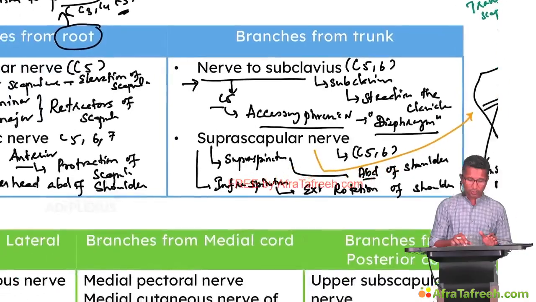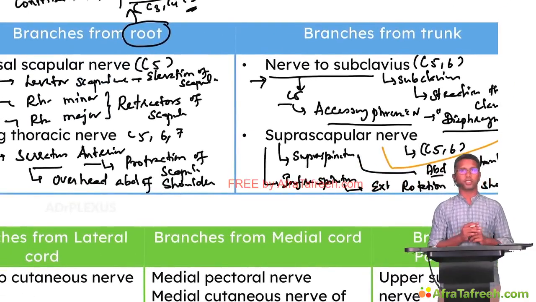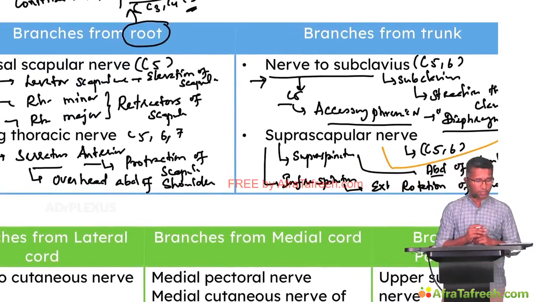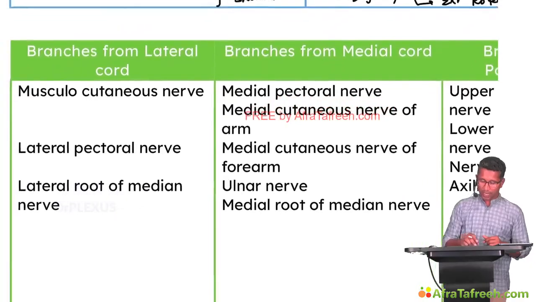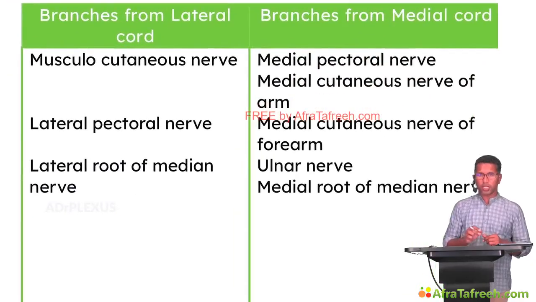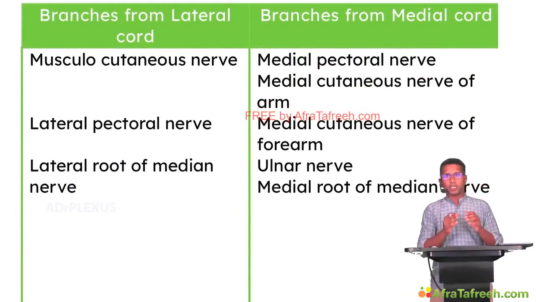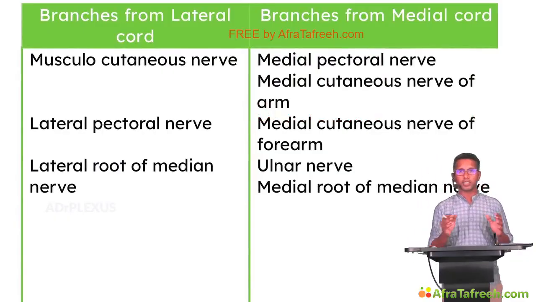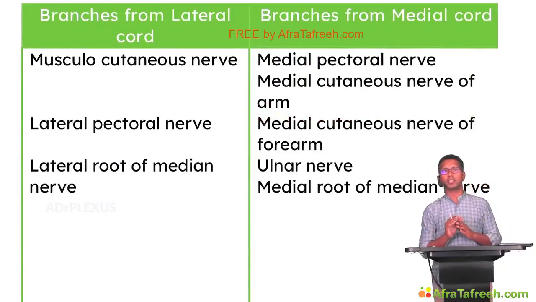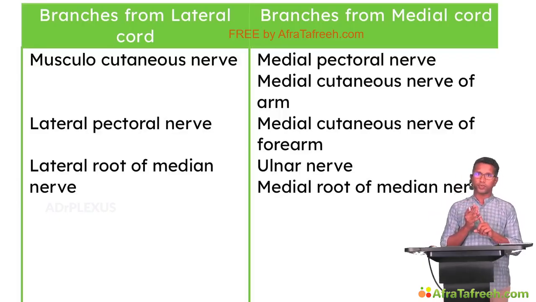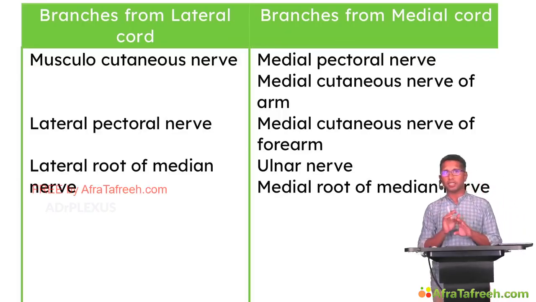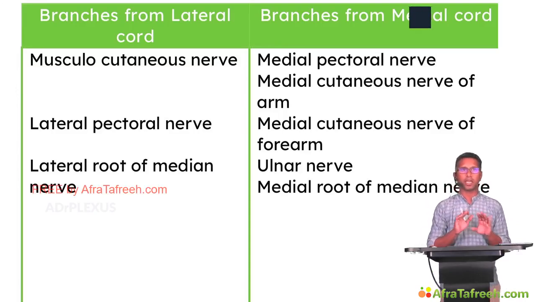So we are done with the branches from the root and from the trunk of the brachial plexus, guys. With this we'll move to the next branches, that is, branches from the cords. You can ask me, sir, you have missed one thing in between, that is divisions. No branches arise from the divisions. So from the brachial plexus, the root, trunk and cords give branches. Division does not give any branches.